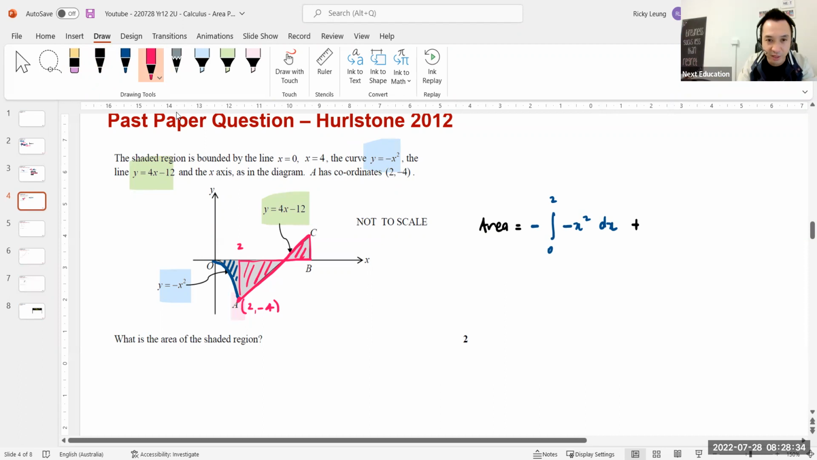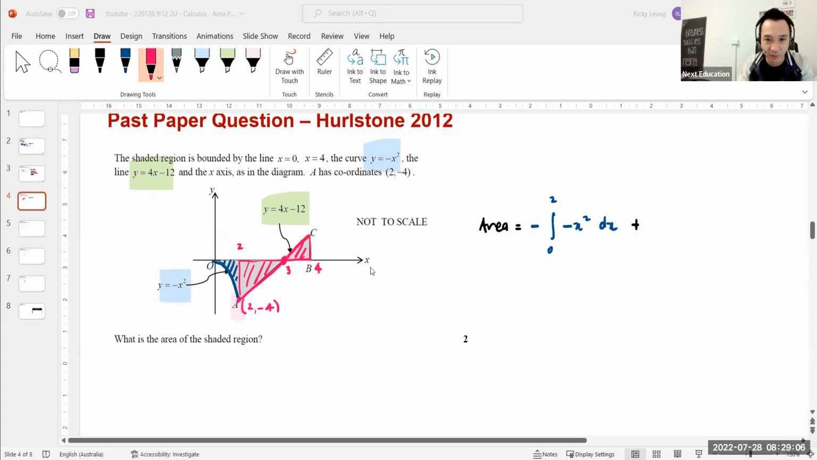Now, plus, for the pink, what do I have here? I have an area of a triangle, guys. Now, 4x minus 12, the intercept there, what's that? When y goes to 0, that's 3, isn't it? And it goes all the way to, what's the corner of C? Does it say 4? It's all right. It doesn't look symmetrical. Let me just check. Yeah, I think that's right. It's just, okay, not to scale, very not to scale.